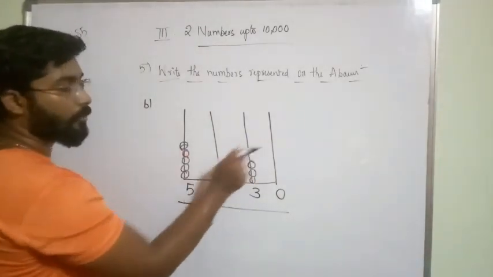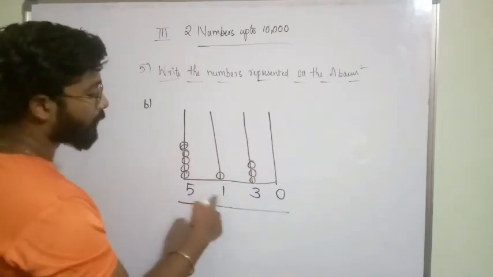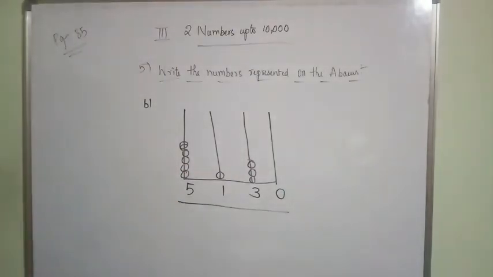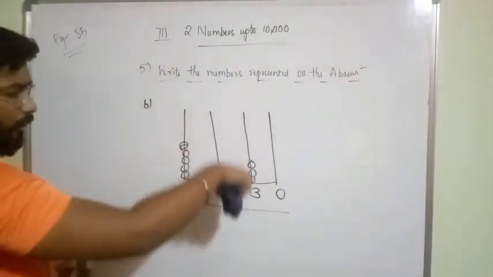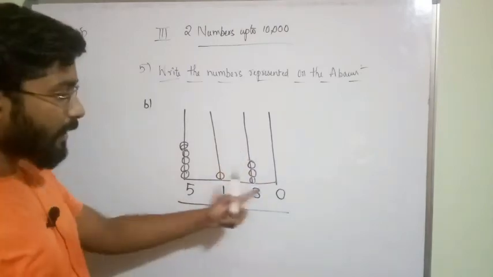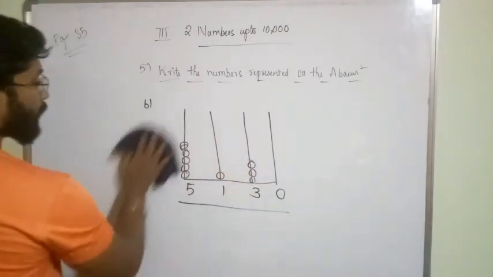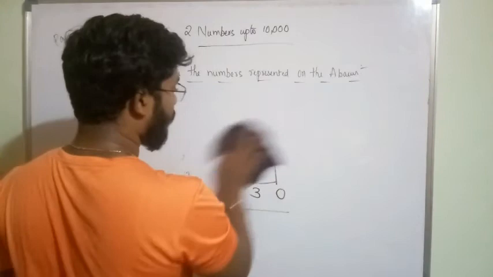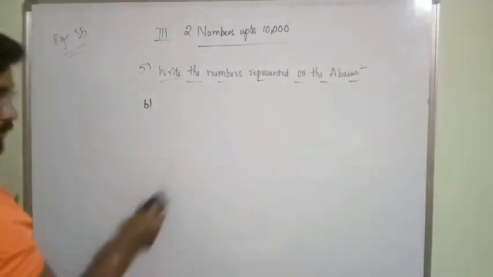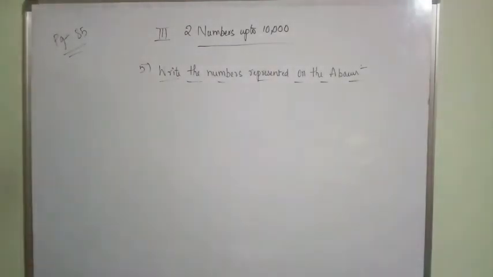How many rods are there? 1, 2, 3, 4. How many digits did you get? 1, 2, 3, 4. That many digits you will get in the number. You have to remember that, because we write the numbers by counting the beads in each particular rod. Okay, so we have completed this B.